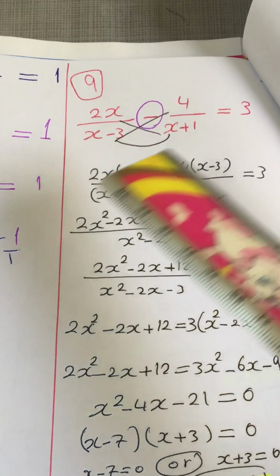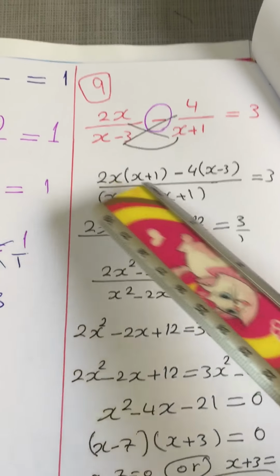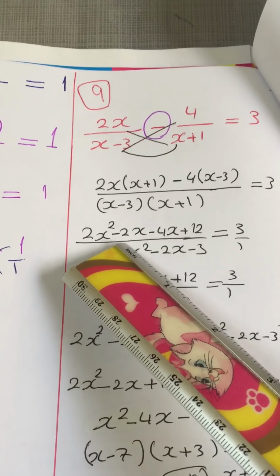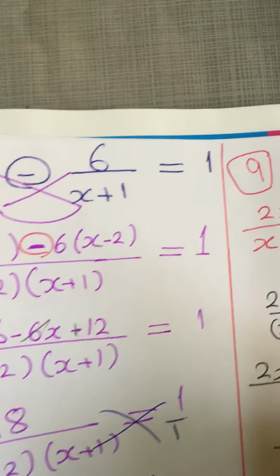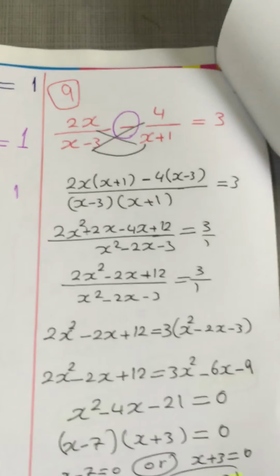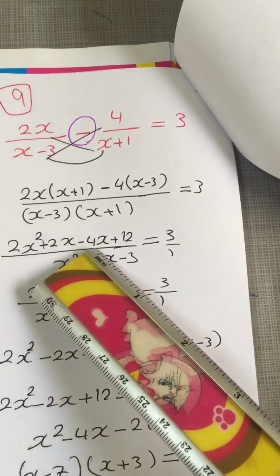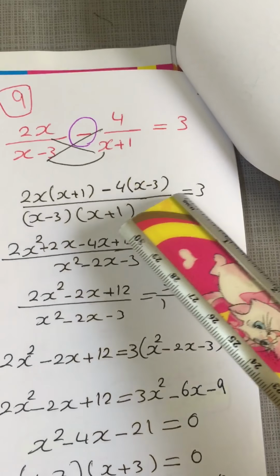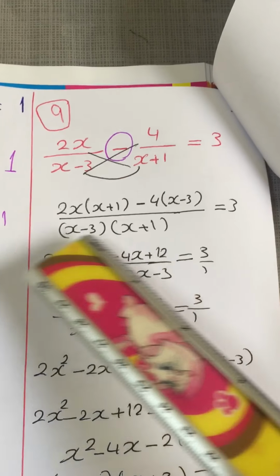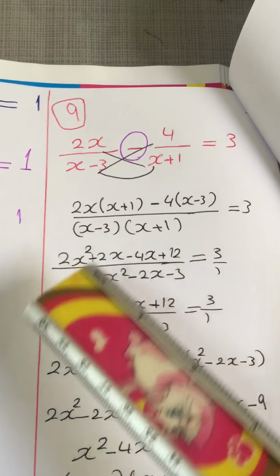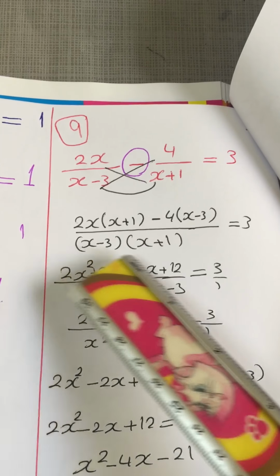Now let's expand or distribute. 2x times x equal 2x squared. 2x multiply 1 equal 2x, like this. And then negative 4 multiply x equal negative 4x. Negative 4 multiply negative 3 equal positive 12. And down I'll expand these two brackets to x squared minus 2x minus 3. Then cross.